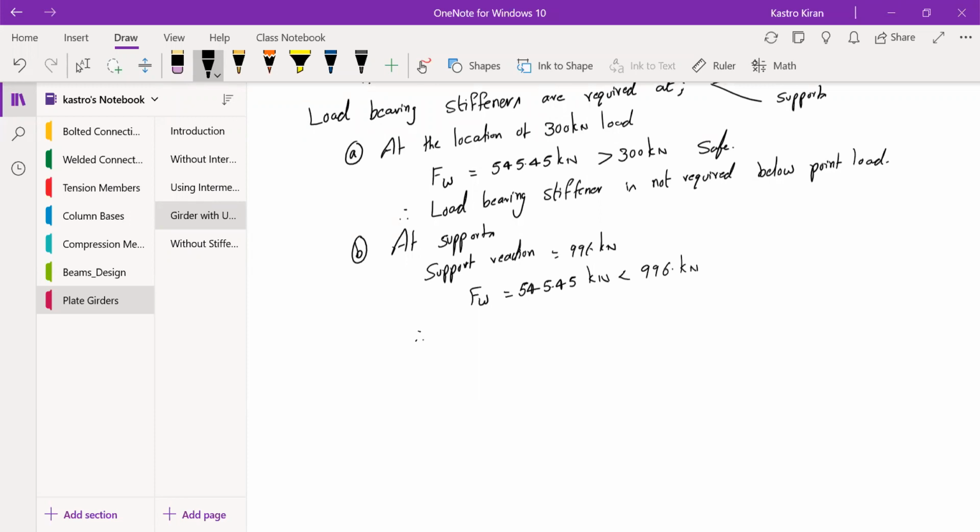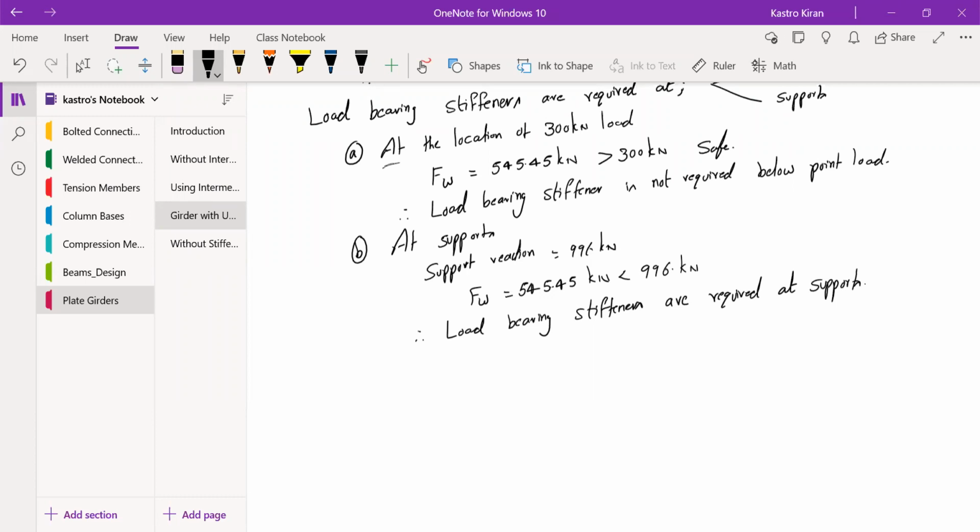So therefore, load bearing stiffeners are required at supports. So that's how you're going to identify whether the load bearing stiffeners are required or not. So from this, you know that wherever the point load is acting, you don't need to provide the load carrying stiffener. Wherever the supports are there, you have to provide the load bearing stiffeners.